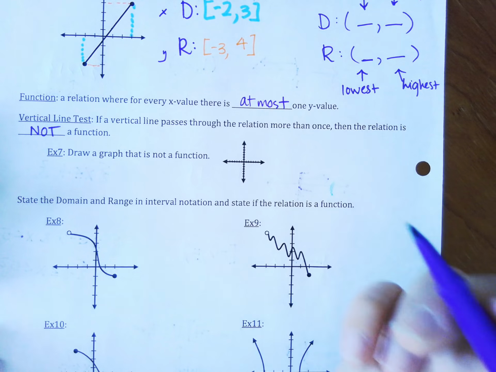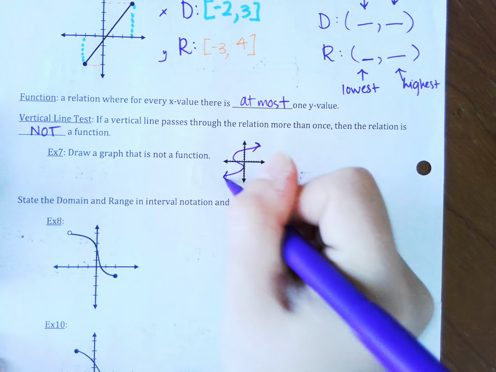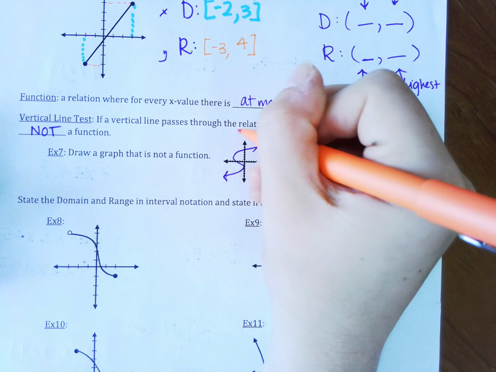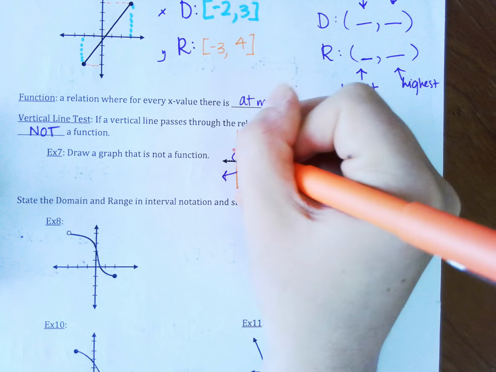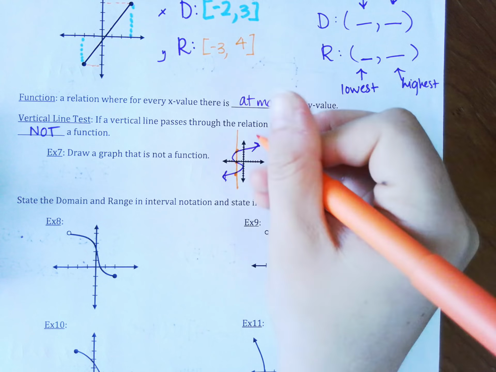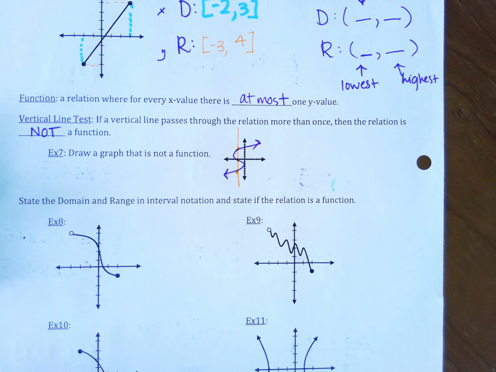So I could draw something that's not a function, like this. That's something that's not a function because if I draw my vertical line here, for example, I hit 3 different times. But if I draw it here, I only hit once. It just has to happen anywhere on our diagram.